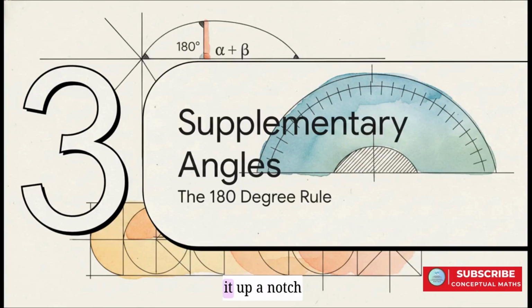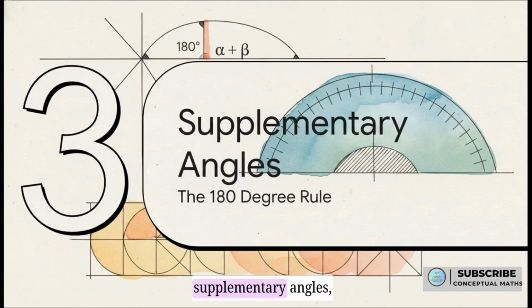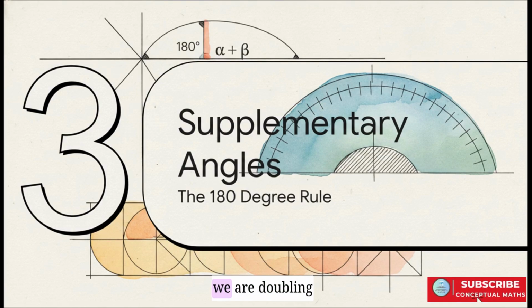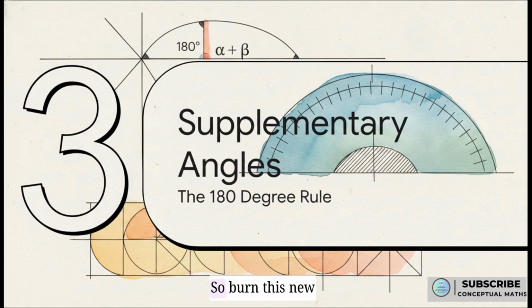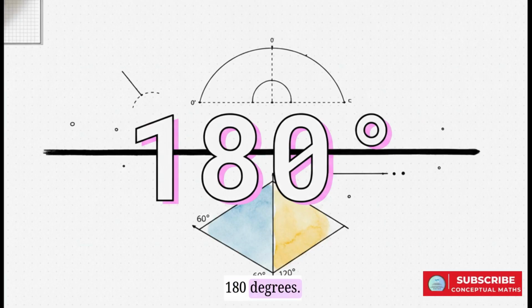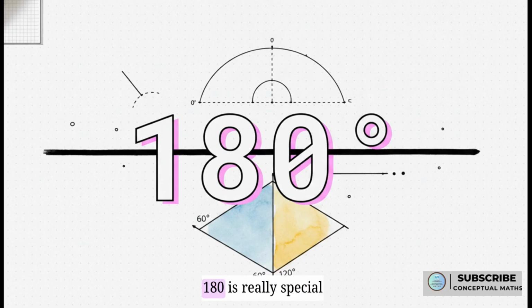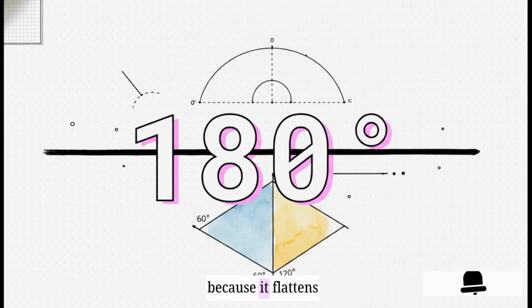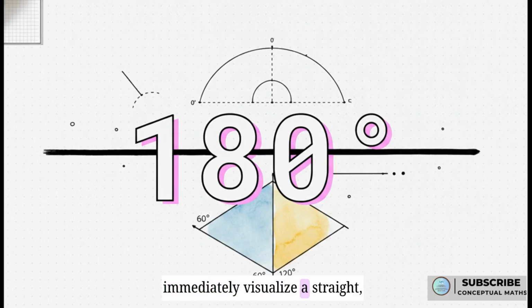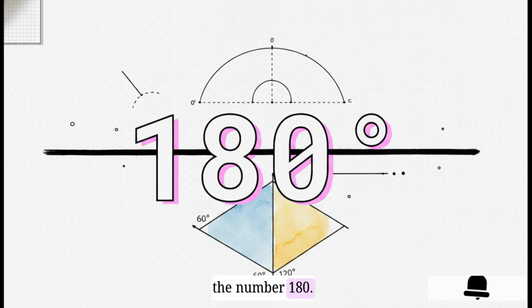All right, let's step it up a notch to Section 3, supplementary angles. The 180-degree rule. If complementary was all about the 90, we are doubling down here. So burn this new number into your memory, 180 degrees. While 90 gives us that sharp right angle corner, 180 is really special because it flattens out into a perfectly straight line. When I say supplementary, I want you to immediately visualize a straight, flat line and the number 180.